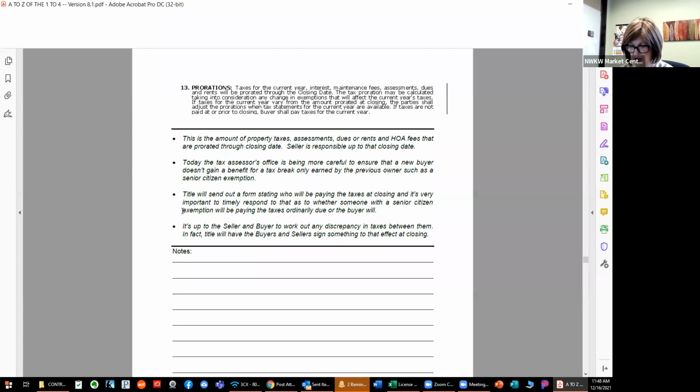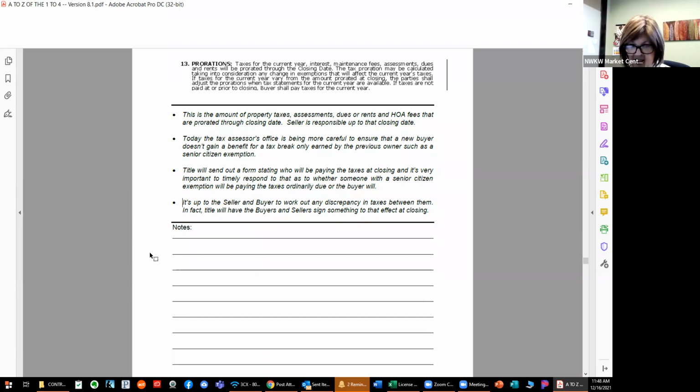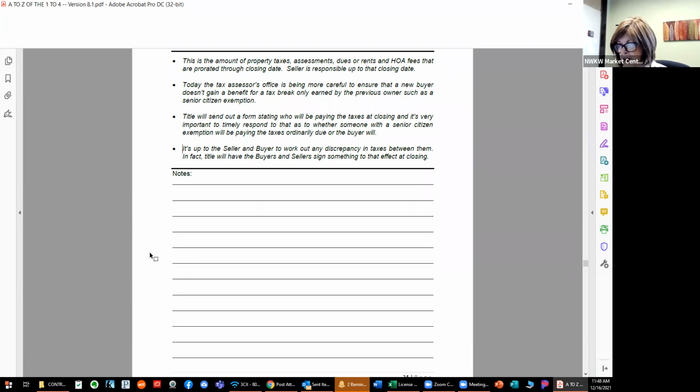That's where it gets interesting. It's okay to prorate, but when one side has a senior citizen exemption or another type of exemption on their taxes, they don't pay as many taxes as the person who's buying it, who is 30 years old or whatever, not a senior citizen. So they have to work that out, and title will bring that up. It's up to the seller and buyer to work out any discrepancy in taxes between them. And in fact, title will have the buyers and sellers sign something at closing to that effect, that they will work it out themselves and not get title or us involved, because we have nothing to do with that.